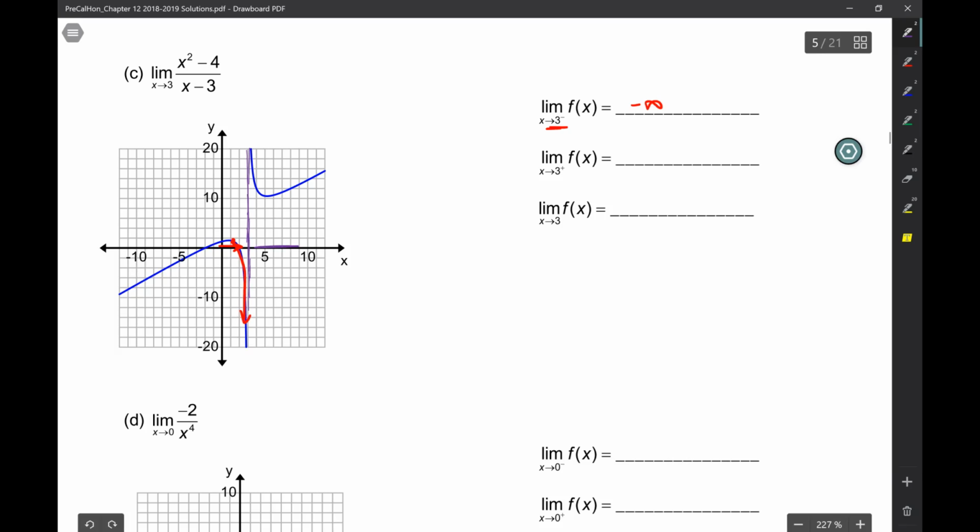From the right-hand side, a little bit away from it, I'm here. And where am I approaching as x approaches 3? All the way up there, positive infinity. Negative infinity from one side, positive infinity from the other. That's DNE because they're not the same.